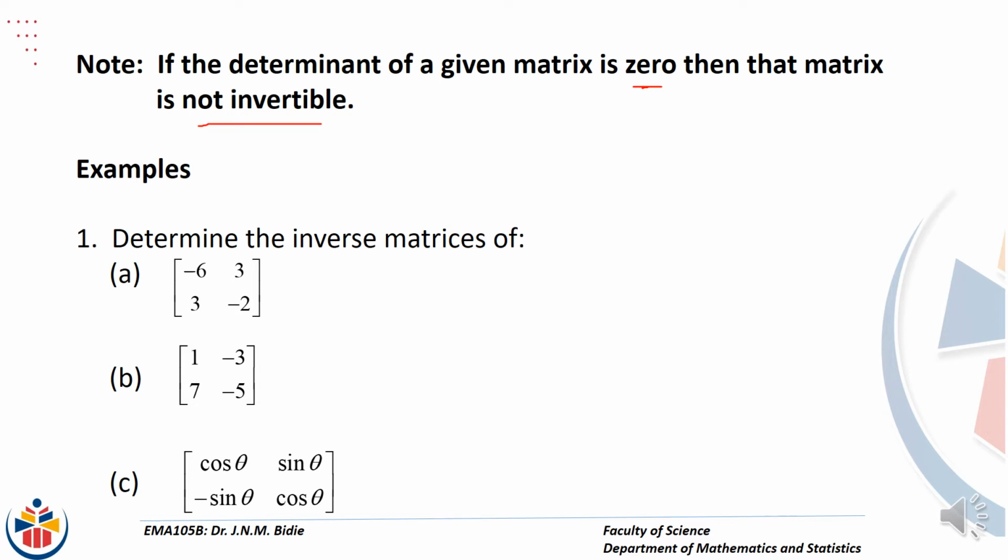So sometimes if you are asked to check whether a given matrix is invertible, the first thing you need to do is check whether the determinant is 0 or not. If the determinant is 0, then that means that given matrix is not invertible. If the determinant of that matrix is not equal to 0, then that means the given matrix is invertible. When you say invertible, that means you can invert it. You can find its inverse. So now let's determine the inverse of the given matrices.